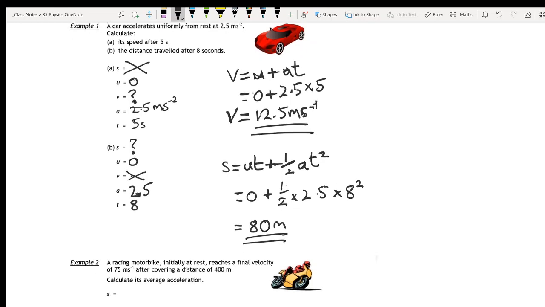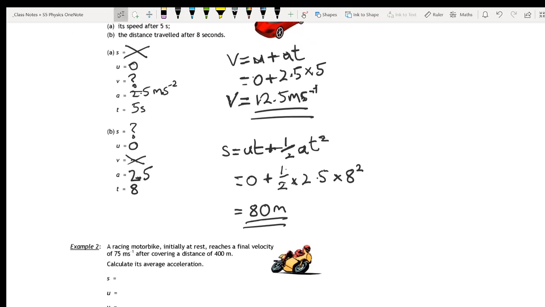So, for part B, we want to know the distance travelled after 8 seconds. It's starting from rest, so U is 0. We don't know anything about the final speed. The acceleration is 2.5 again, and our time is 8. So we want something without V in it, so S equals UT plus half AT squared. U is 0, so 0 times T is 0, plus half times 2.5 times 8 squared, which should come to 80 meters.